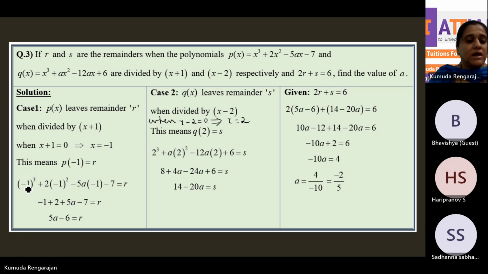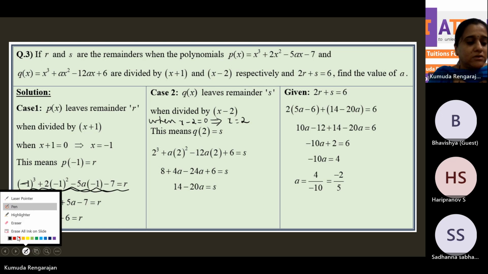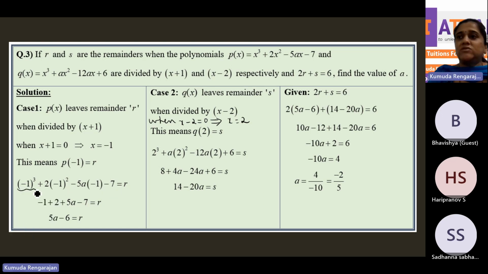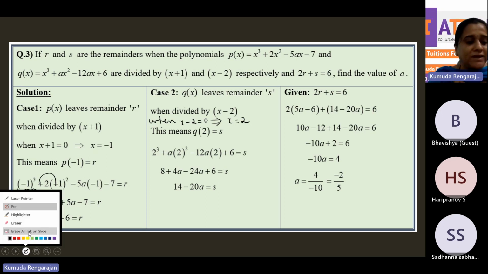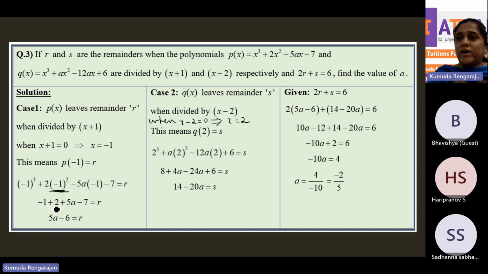So I'll just tell you how to simplify this. Minus 1 the whole cube means what? We're talking about this step. So minus 1 the whole cube means minus 1 into minus 1 into minus 1, which is minus 1. And here, as I've told you earlier, be very careful. Do not multiply plus into minus minus. Don't do that. You must first simplify the bracket. What is minus 1 the whole square? Minus 1 into minus 1, that is plus 1. So this answer is plus 1.